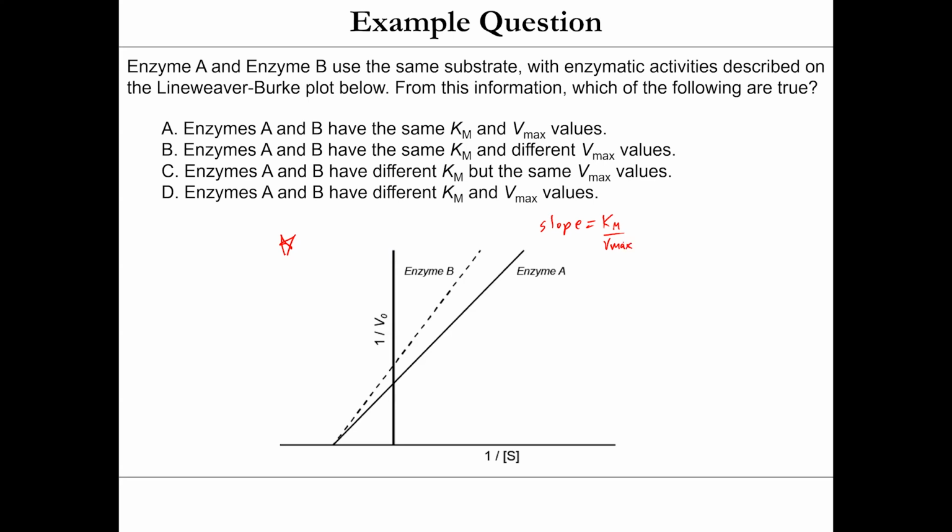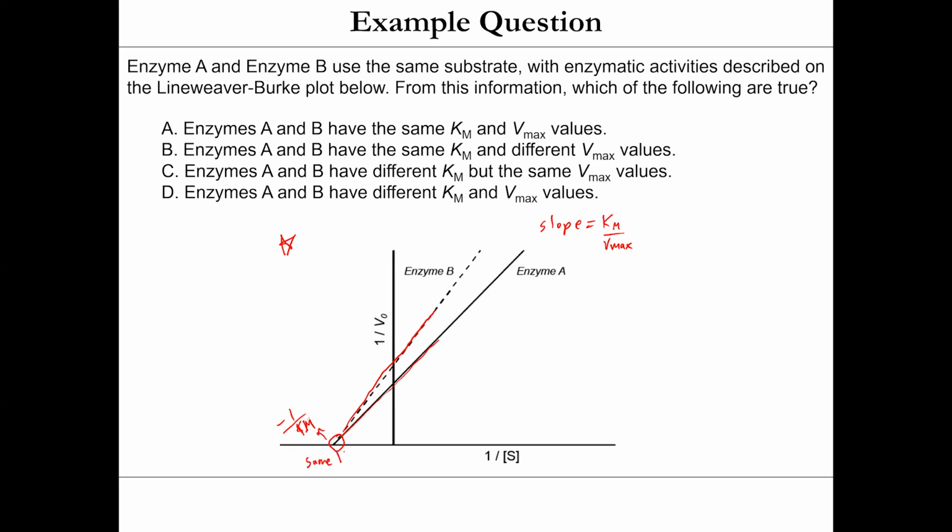So the slopes of the lines are different, so we know at least one of those variables has to be different. If we look at the x-intercept, which describes 1 over Km, we can see that these are the same. So enzyme B and enzyme A have the same Km value for both of them.